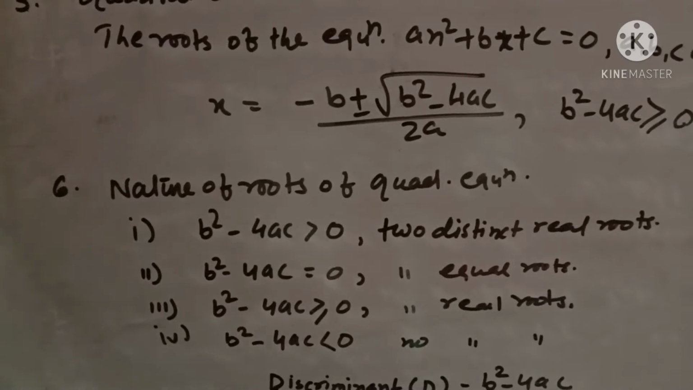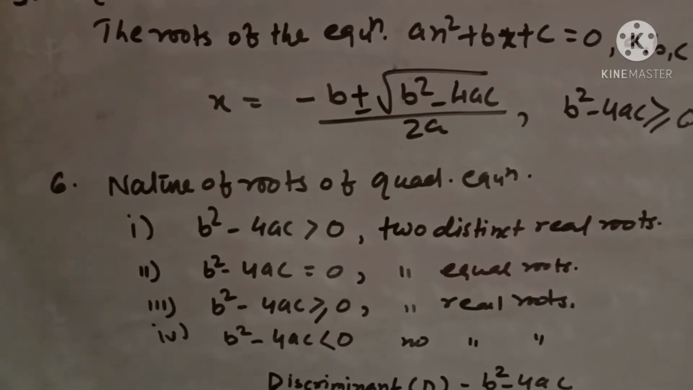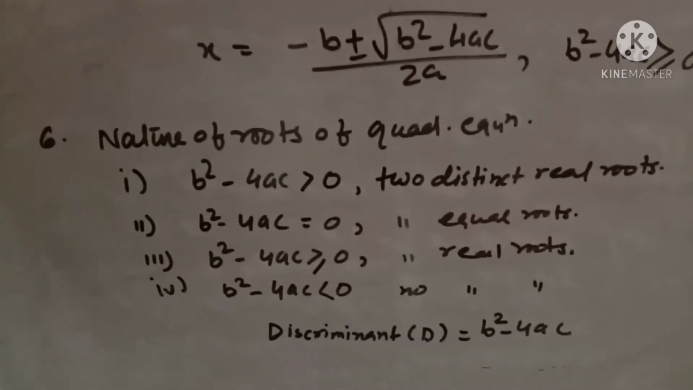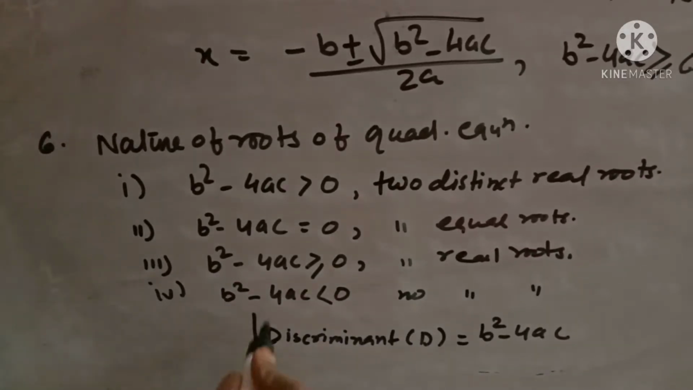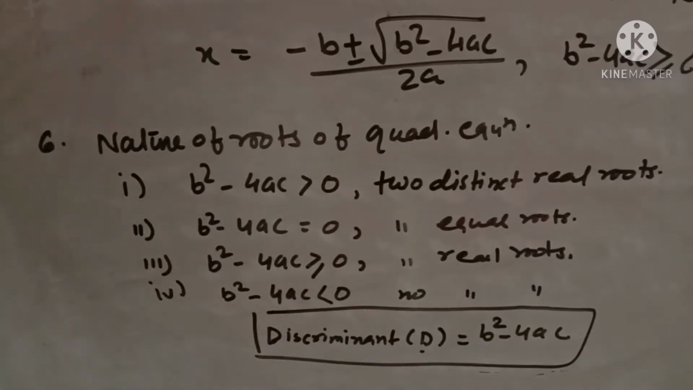Remember, either you can write b square minus 4ac or you can write D, meaning discriminant. D means discriminant. This part also you can write instead of b square minus 4ac, but you have to find out this value. Now we have to move to the exercise.